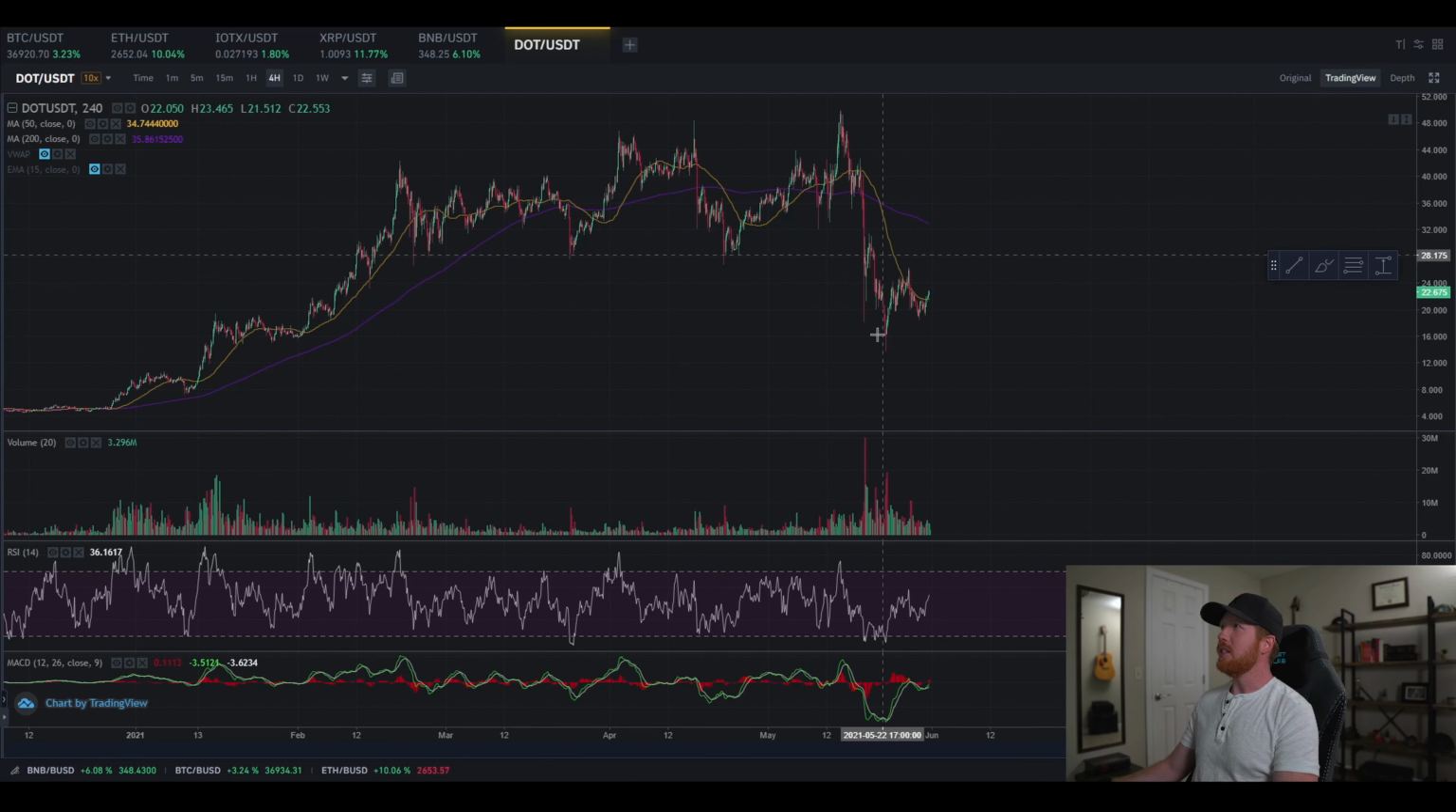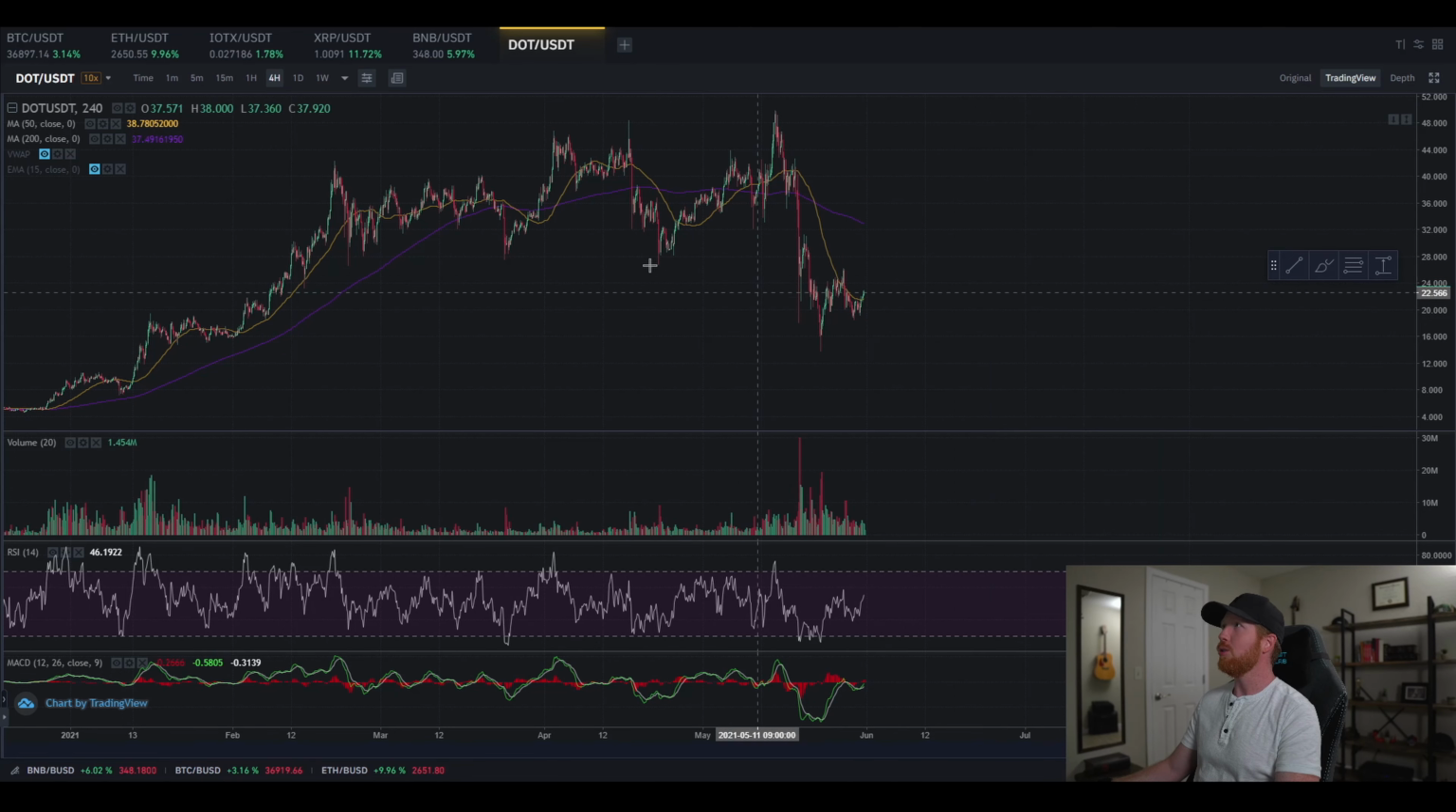So I do feel like the average true range for DOT should be closer to about 32 to 36. So there's a good chance we're going to see the price reach there in the near future. Again, it just depends on what Bitcoin wants to do, right? So we're all slaves to Bitcoin.